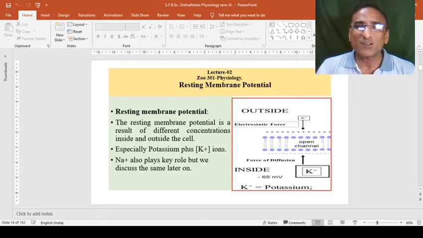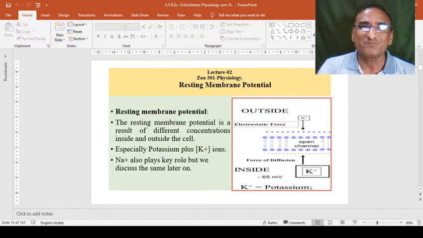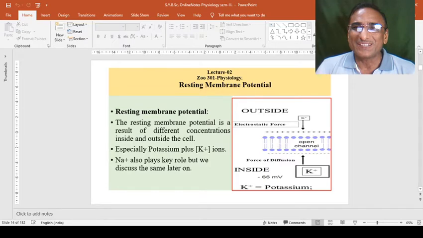Now in the second topic of first unit, that is resting membrane potential, we will see in detail about resting membrane potential. First of all, we will see what the definition is, or what the meaning of resting membrane potential is. The resting membrane potential is a result of different concentrations inside and outside the cells.